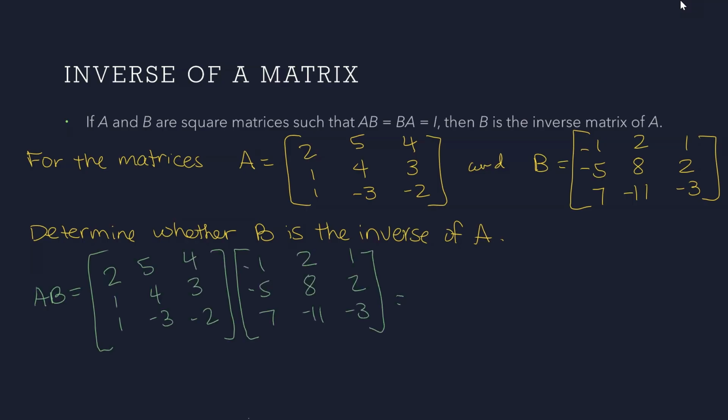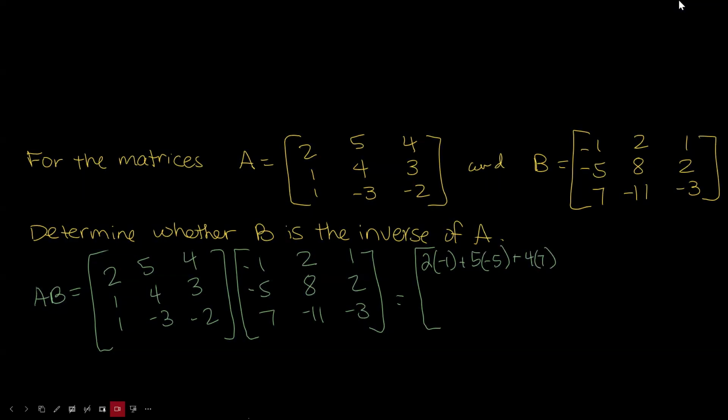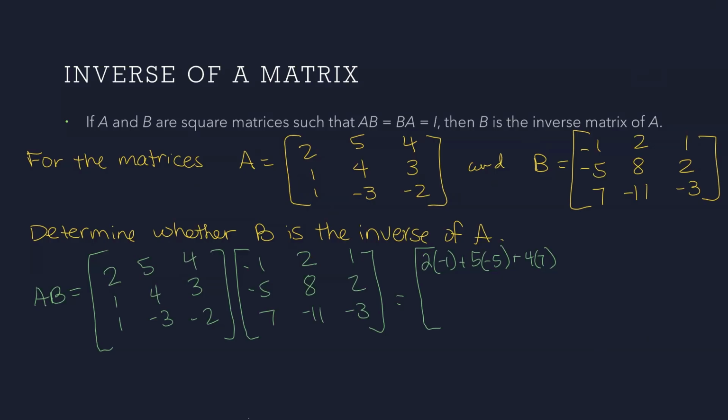So we're going to find the dot product using the rows from A and the columns from B. So to find the element 1, 1, I've got to do the dot product between this first row and this first column. So I'm multiplying 2 times -1 plus 5 times -5 plus 4 times 7. And I'm not going to have enough room here, so I'm going to go ahead and simplify that. So 2 times -1 is -2 plus -25 plus 28. And that is just 1.